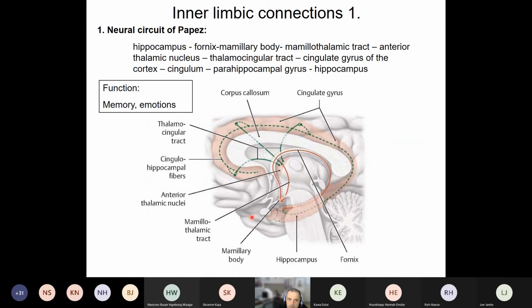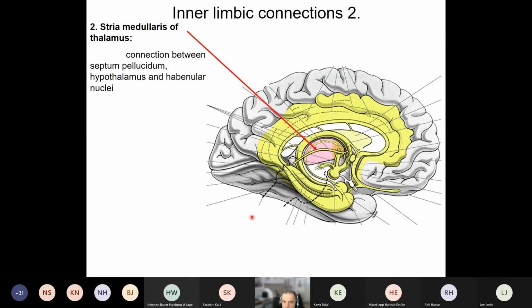This is what has to come into your mind if it's about the limbic system, because this is required for the memory formation, and this is the most important pathway or system of pathways. For a better mark, if you would like to make a really good impression in the exam, you may remember some other tracts. I mentioned already the stria medullaris of the thalamus.